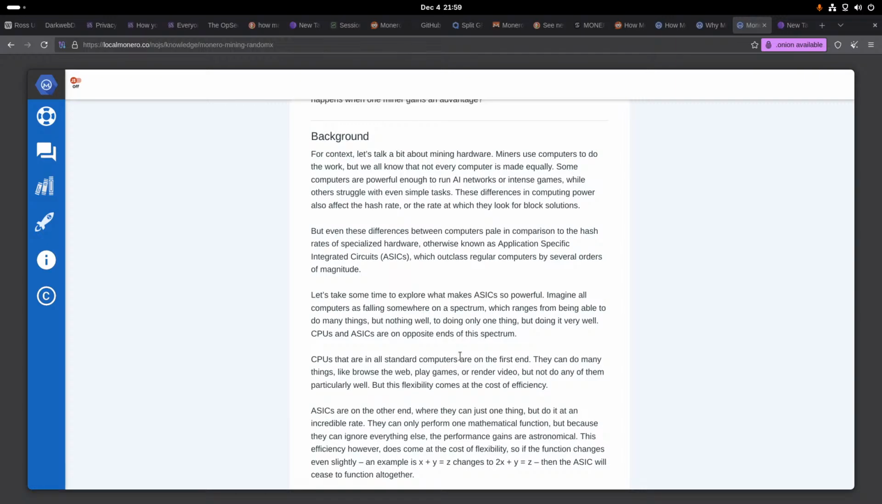Let's take some time to explore what makes ASICs so powerful. Imagine all the computers as falling somewhere on a spectrum, which ranges from being able to do many things but nothing well to doing only one thing but doing it very well. CPUs and ASICs are on the opposite ends of the spectrum.